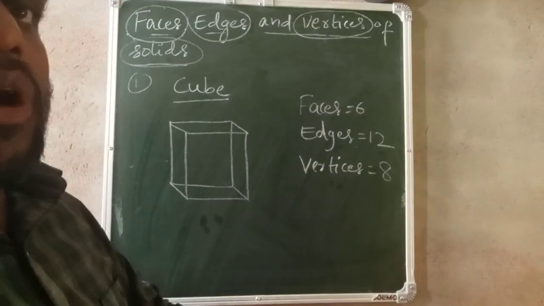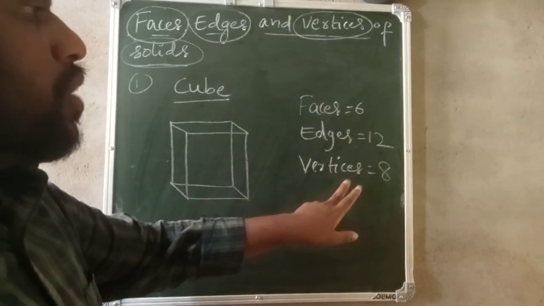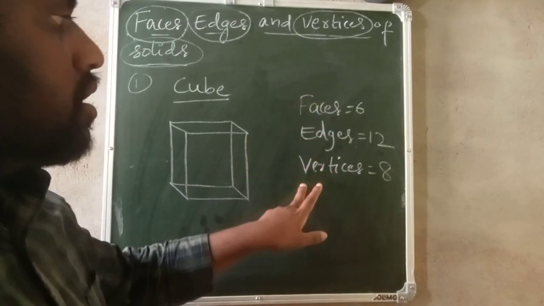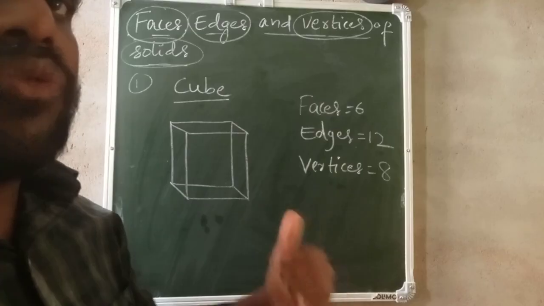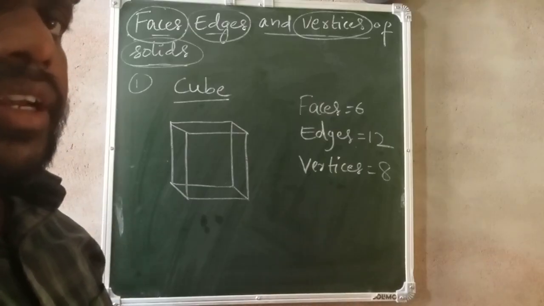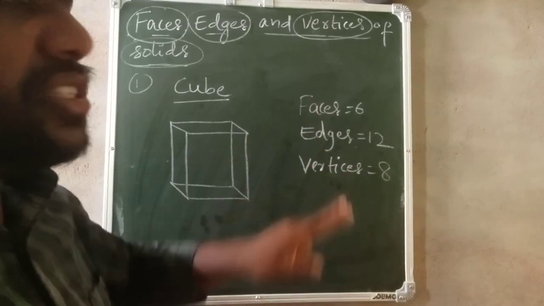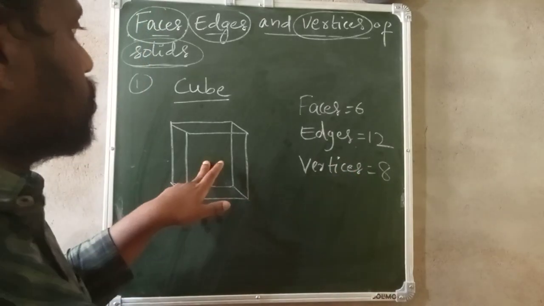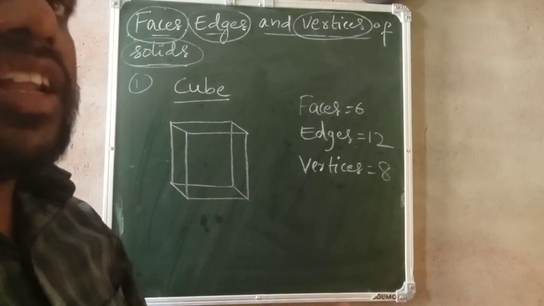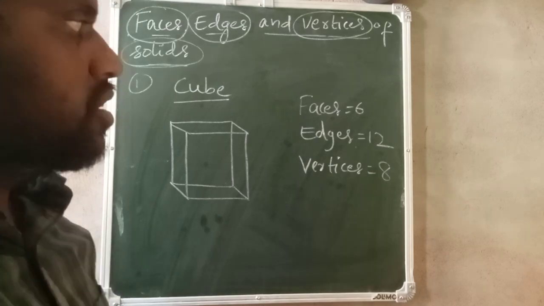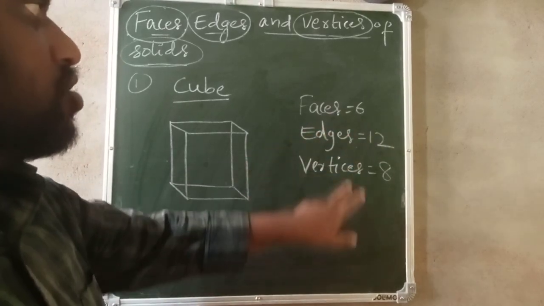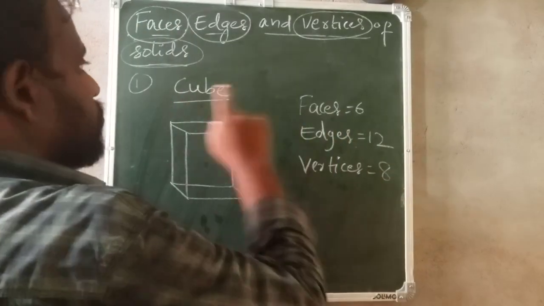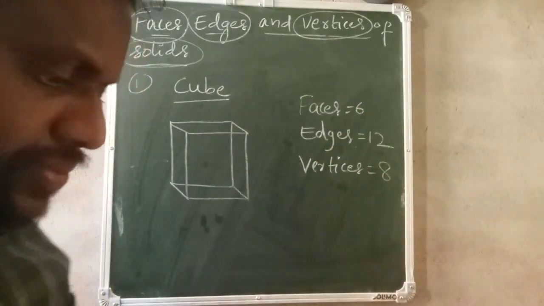So both cube and cuboid have same faces, same edges, same vertices, because these three do not depend on the length and width. These three things mainly depend on the shape, how it looks. Since this looks like a cuboid, the only difference is length, width, height. But these won't change. Faces, edges, vertices won't change. So for cube also same thing.